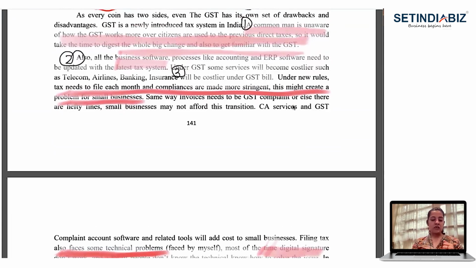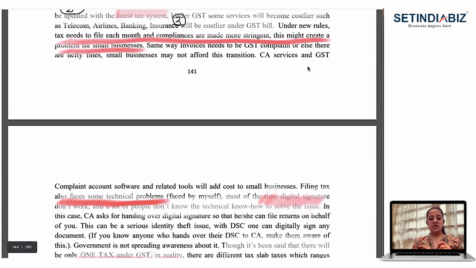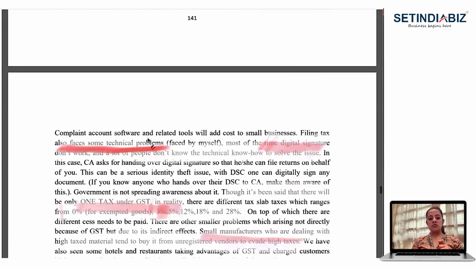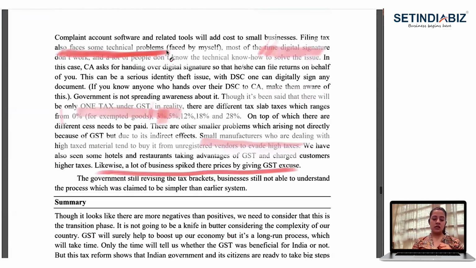So the common man is unaware, business software has to be installed and it involves costs. And we can see that this tax needs to be filed each month and compliances are more strict, more stringent. This might create a problem for small businesses, right? So the rules are more strict. CA services and GST compliant accounting software and related tools will add cost to the small business. Filing tax also faces some technical problems.